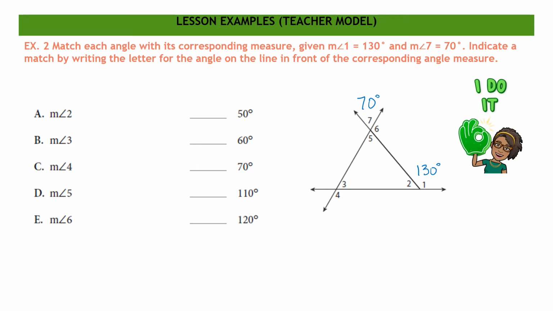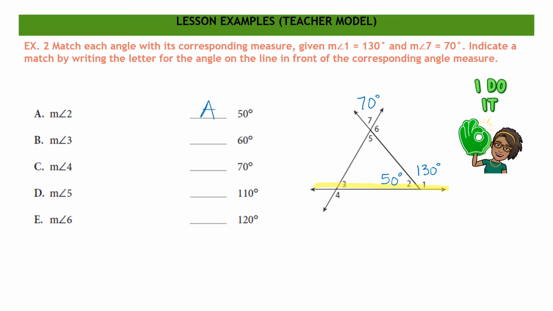If I see that the measure of angle 1 is on the same line as the measure of angle 2, that means that the measure of angle 1 and the measure of angle 2 are what we call a linear pair. And we know linear pairs are supplementary. So if they're supplementary, I can take 130, subtract that from 180, and that would give me the measure of angle 2 as being 50 degrees. So the measure of angle 2 is A, and we have 50 degrees as being A.